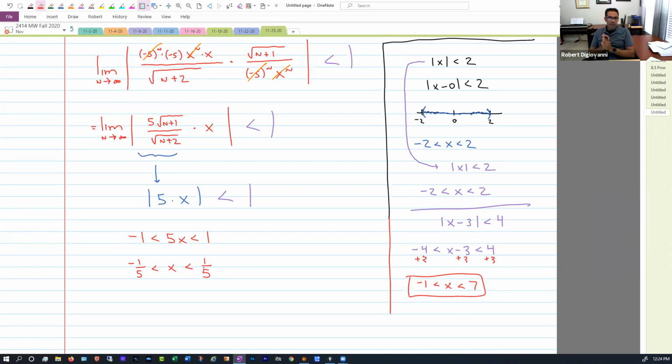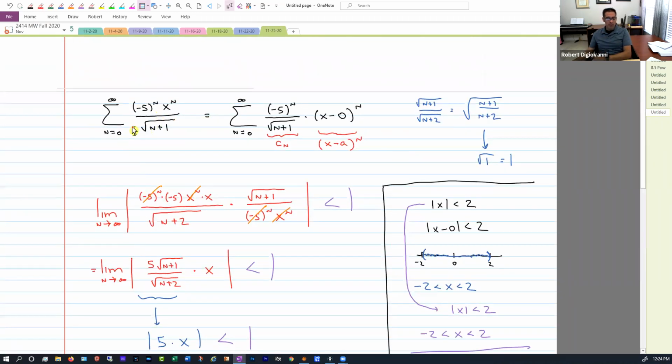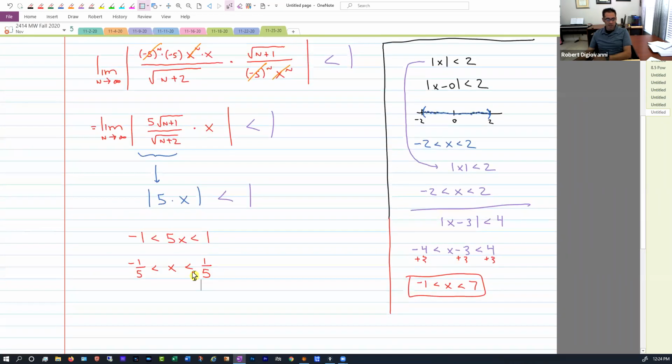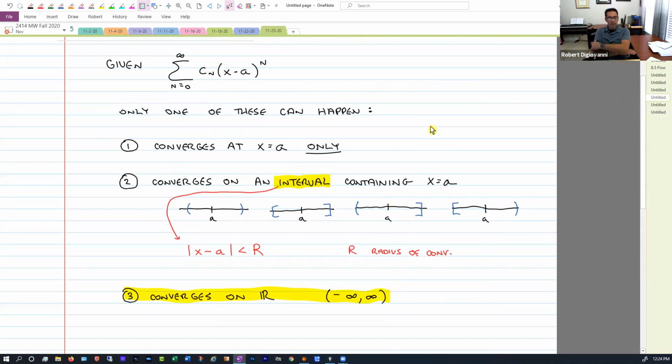Y'all okay with that? This series will converge, right? It will converge as long as you pick an x that is bigger than -1/5 and less than +1/5. As long as you pick something in there, you're good to go. So when we look back at our cases, which case do we have here? Case 2, right?